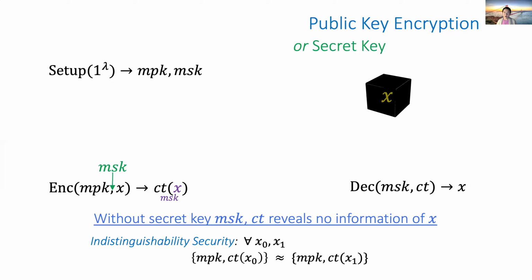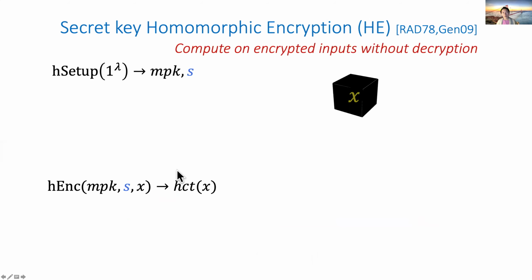We sometimes will also consider a different variant, which is a secret key encryption scheme. This is more or less the same as a public key encryption scheme, with the only difference that to create the ciphertext, we also need to use the master secret key. Okay, so what is a homomorphic encryption then?